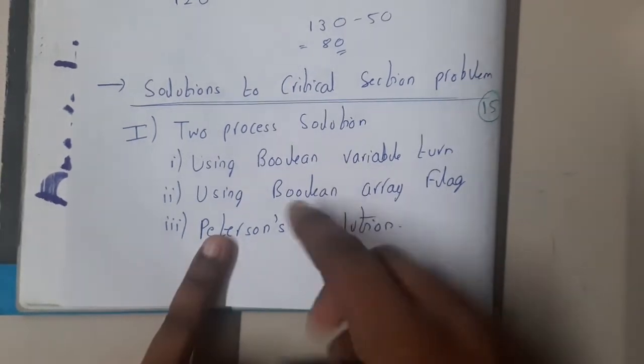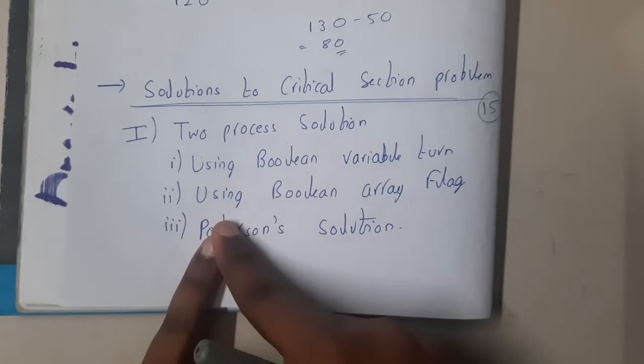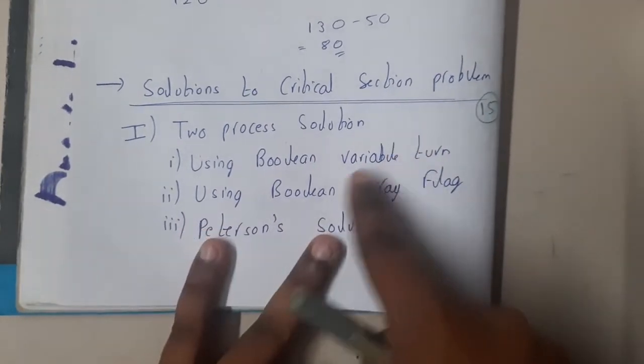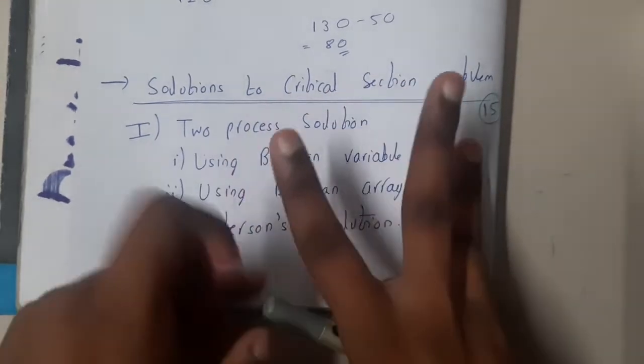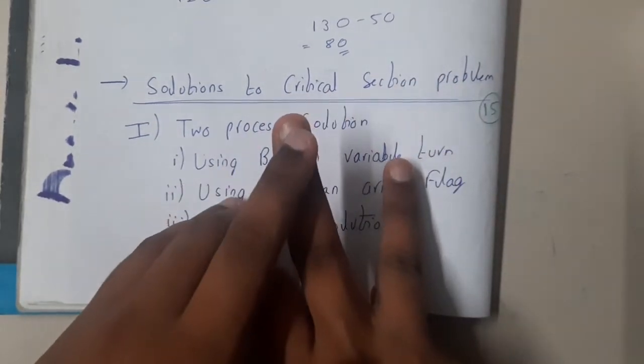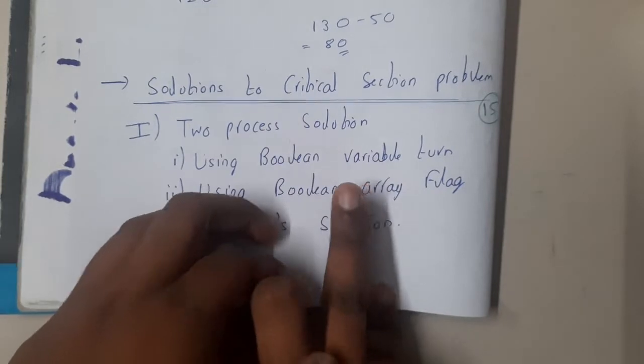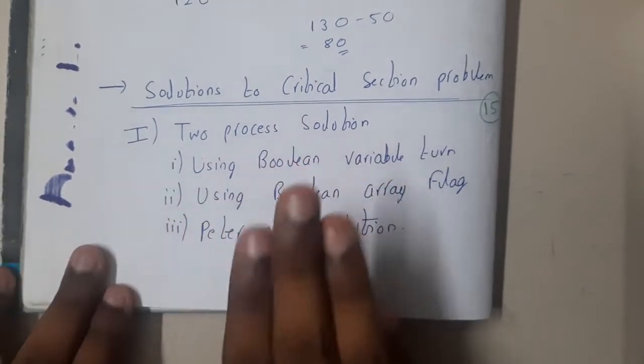So in the last lecture, we discussed the concept of process synchronization, and we also discussed the different criteria. We discussed mutual exclusion. What else did we discuss? Progress and bounded wait. So these are the three criteria, right?